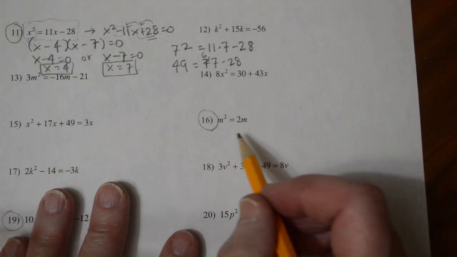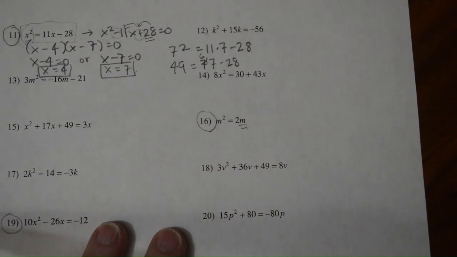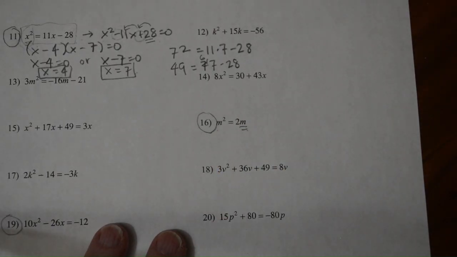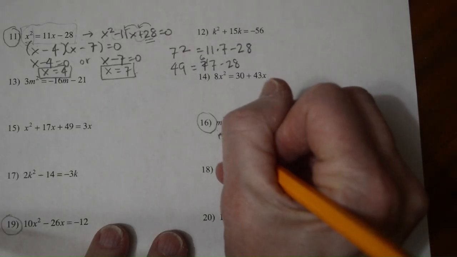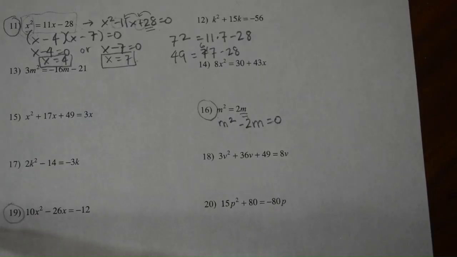Okay, let's take a look at number 16. I've got m squared equals 2m. Again, not set equal to 0, so I know I have to do something to get everything over to the other side. All right, so I'm going to subtract 2m. I get m squared minus 2m equals 0.